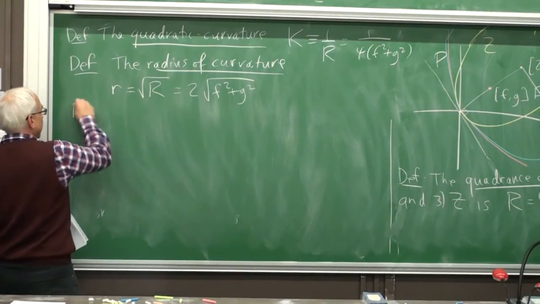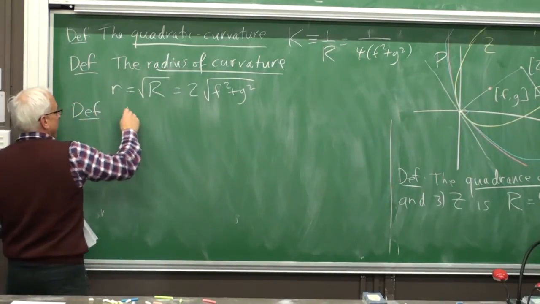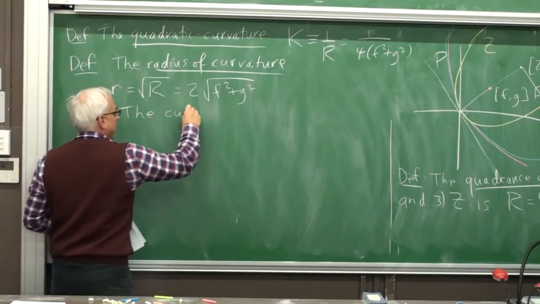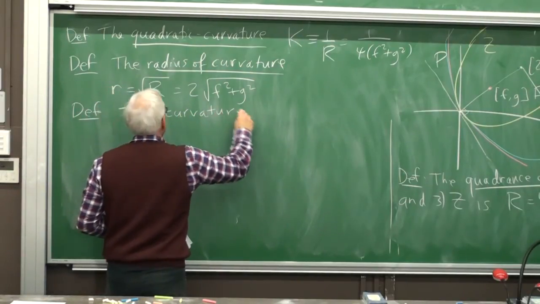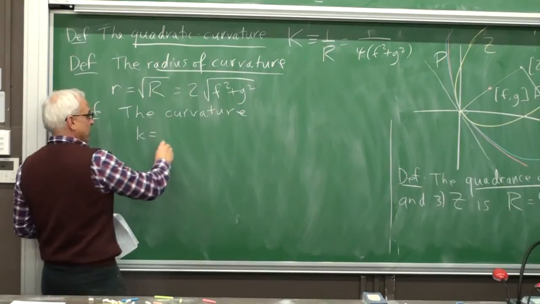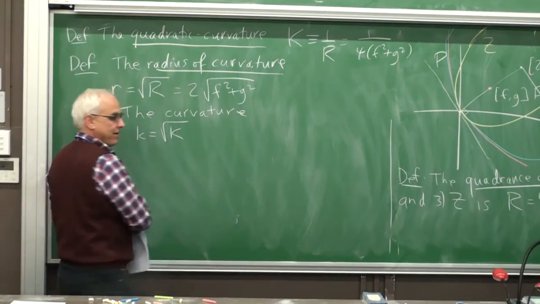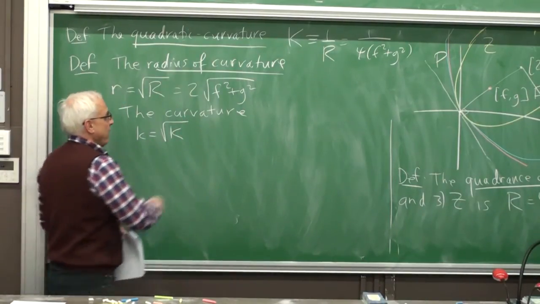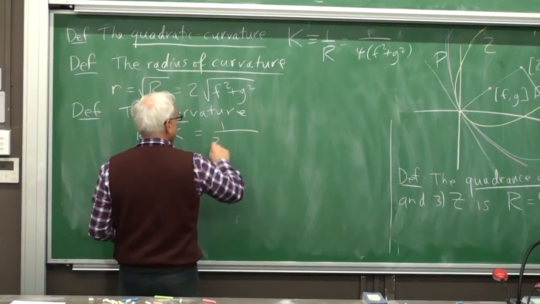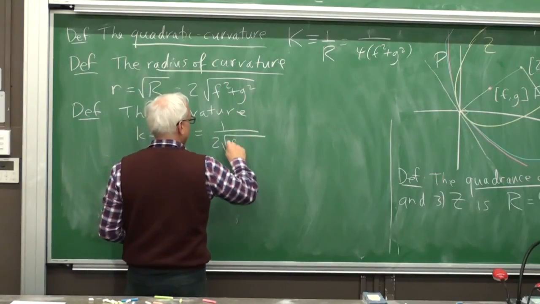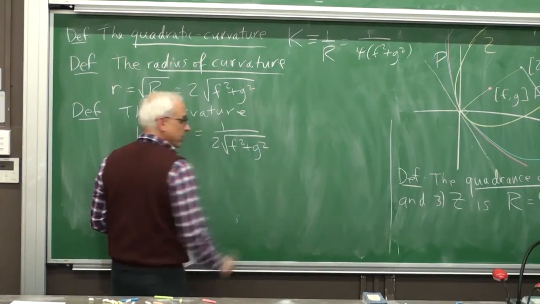And finally, the curvature will be little k, which is the square root of capital K. And that will be 1 over 2 square root of f squared plus g squared.